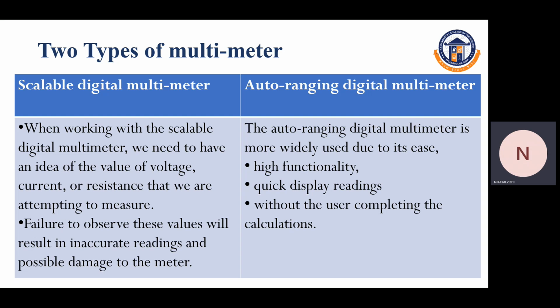There are two types of multimeters available: one is the scalable digital multimeter, and the other is the auto ranging digital multimeter. What is a scalable digital multimeter? We have to choose the range according to the value of the resistance, voltage or current. But an auto ranging digital multimeter will automatically change the range of voltage, current and resistance.